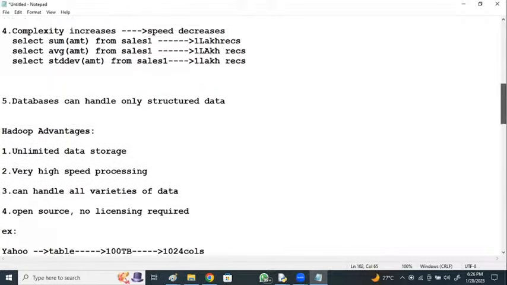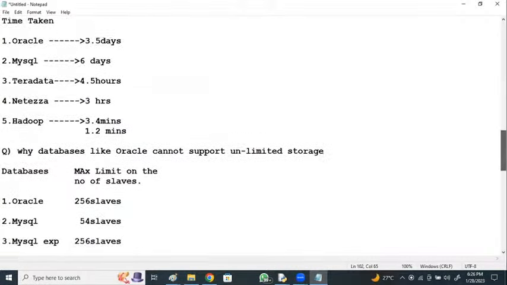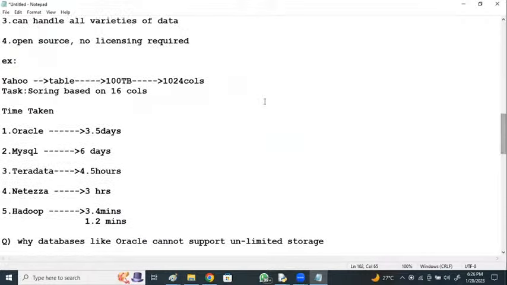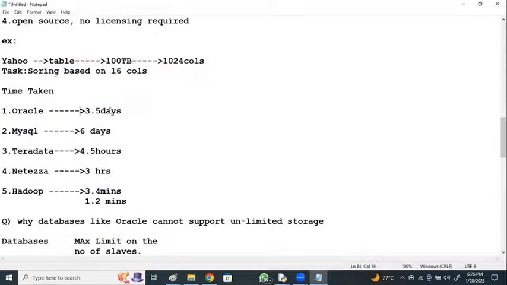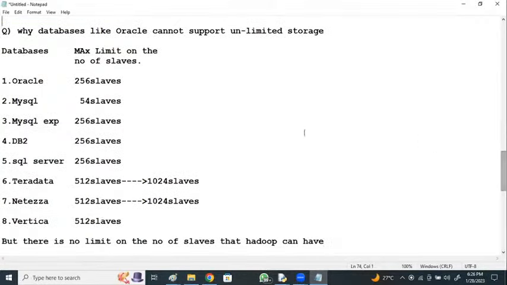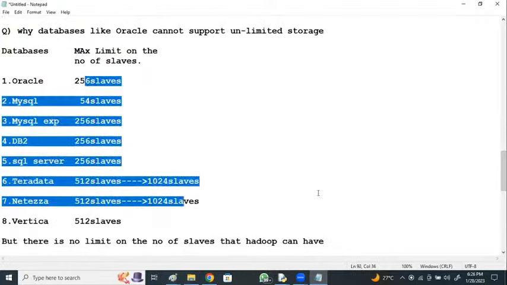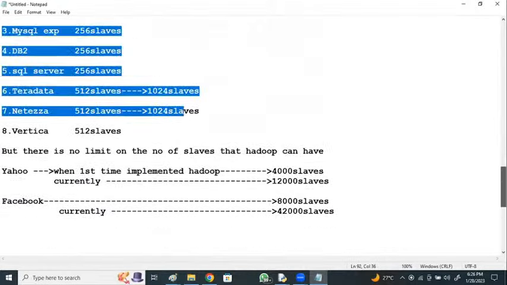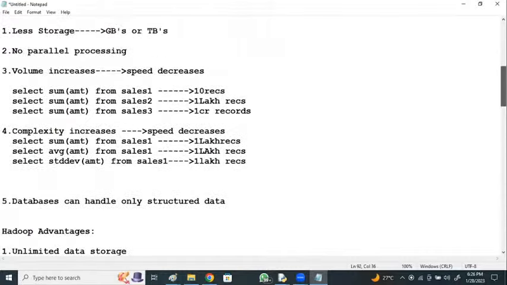Now see these advantages. Some tests were conducted by Yahoo to check the speed of these databases, where Hadoop has taken minutes, whereas other things have taken days and hours. And databases like Oracle cannot support this because they have a limit on the number of slaves. Fine.